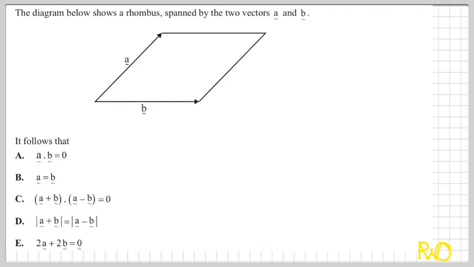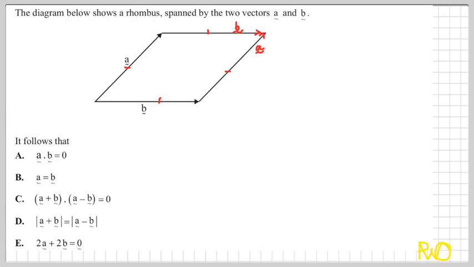Let's go. Okay, we've got here a diagram showing a rhombus. This is an exam question. We've got two vectors A and B shown there in the diagram that you can see. And what follows from all this? So you've got to basically sort the wheat from the chaff out here.